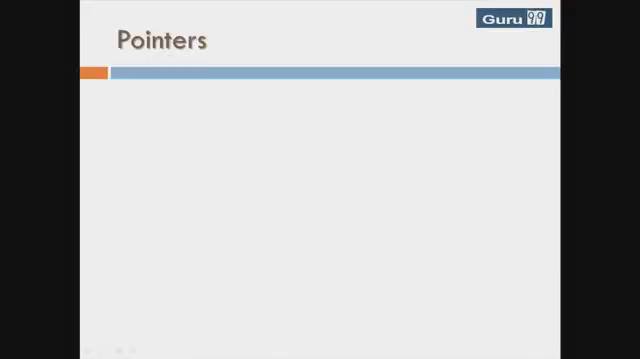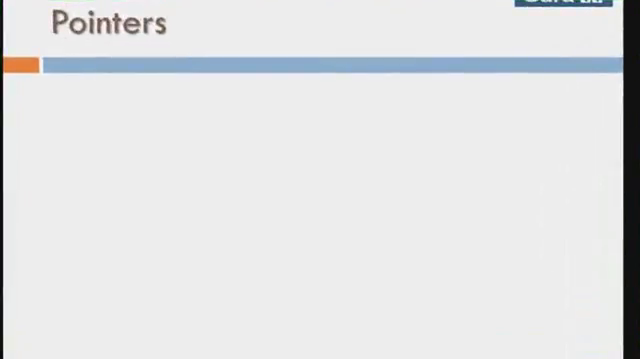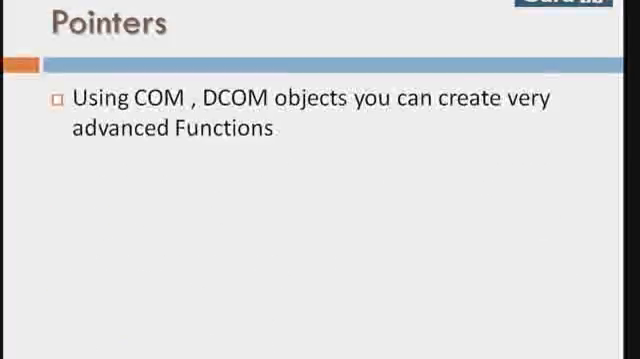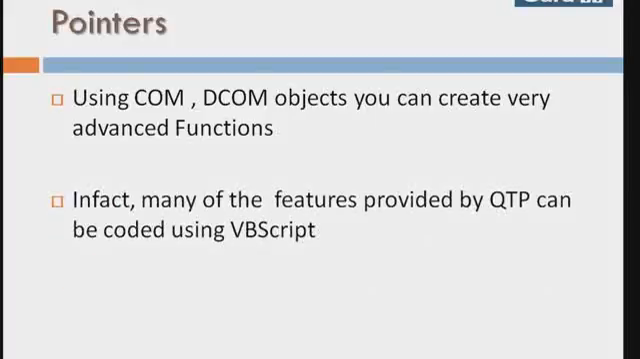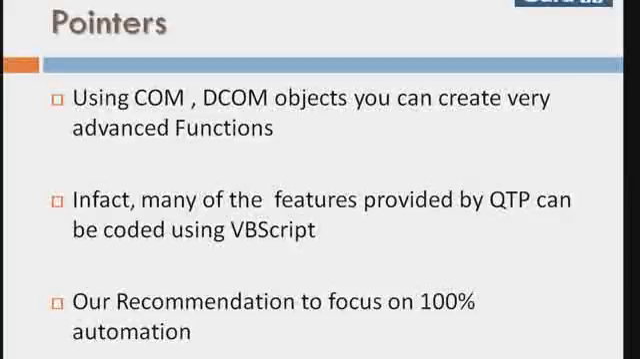Before we end this tutorial, a few pointers. Using COM, DCOM objects, you can create very advanced functions. In fact, many of the features provided by QTP can be coded using VBScript. We have seen automation engineers who make QTP more of a VB project rather than an automation project. Our recommendation is, rather than demonstrating your VB skills, use the features provided by QTP and focus on 10% automation.